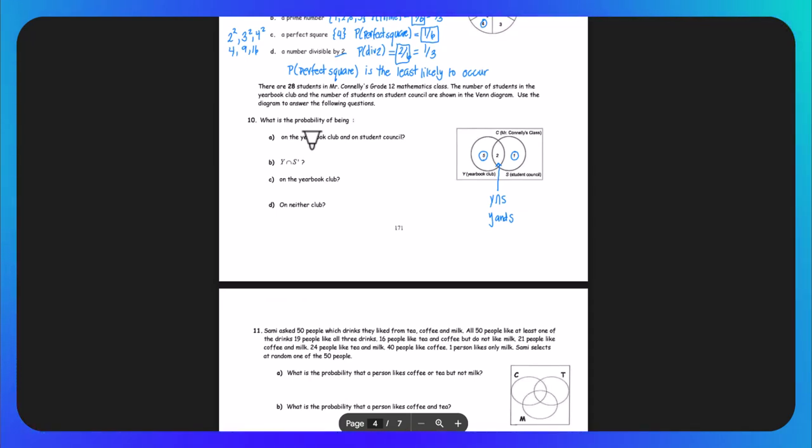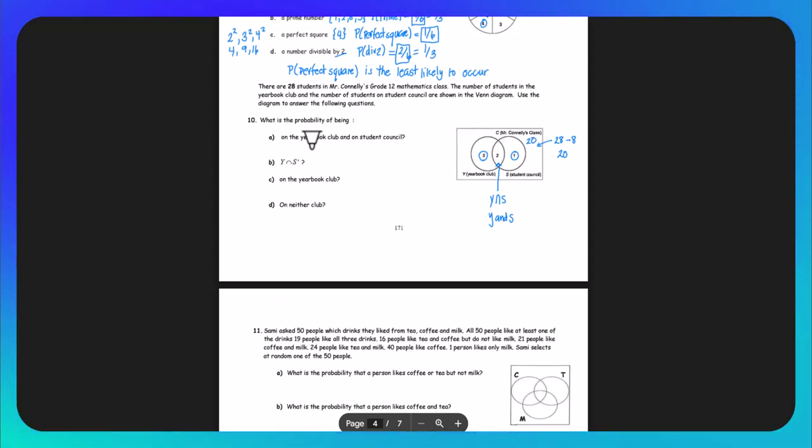That must mean there's a bunch of people who are not in any of them, who live in this outside region right here. To figure those out, we take the total number of people in the class, which is 28, and subtract 5, 6, 7, 8. So the number of people who do not do any are 20. So there's 20 people outside of those right there.